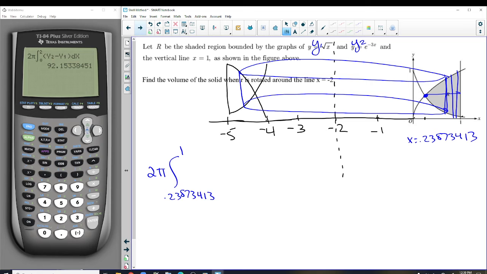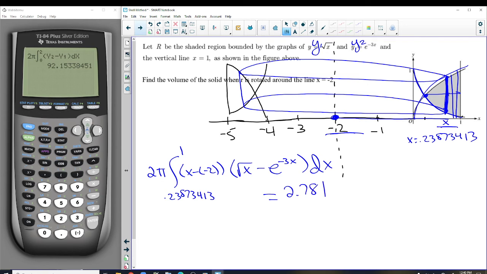We need the radius. Now the radius goes from -2 to whatever x value we're picking right there. Well, to find distance, you take right minus left. It's always either top minus bottom or right minus left. So the radius is x minus -2, or of course, x plus 2. And then the height of the shell is going from the square root function to the e to the -3x function. So the top function is actually square root of x minus the bottom, e to the -3x, dx. And when you type that into your calculator, you get 2.781.